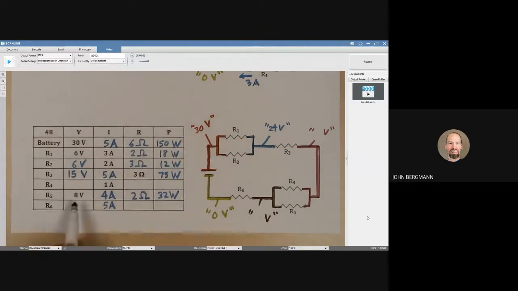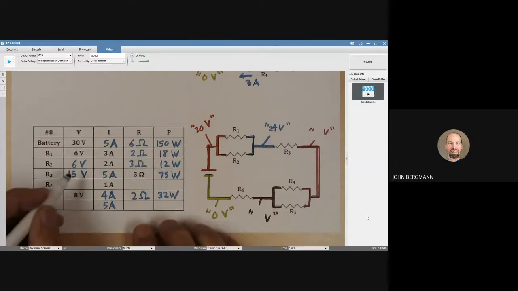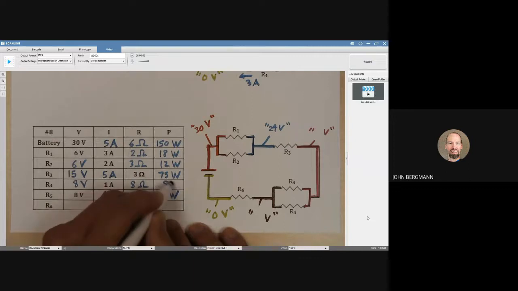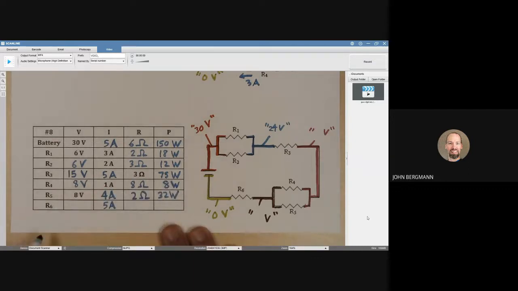All right, good. Across resistor 5, we're told that we have 8 volts of pressure difference. Well, that's going to be the same across resistor 4, so that's going to be 8 volts, which means resistor 4 must be an 8 ohm resistor, and the power consumed must be 8 watts. And what about across R6?